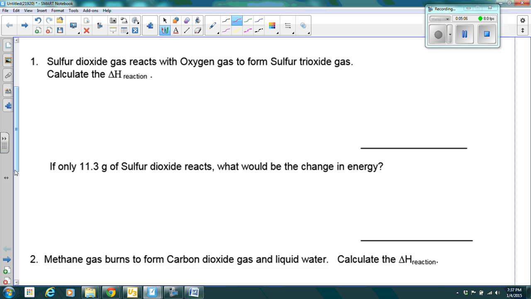Okay, so I'm taking sulfur dioxide gas, reacts with oxygen gas to form sulfur trioxide gas. So the first thing I need to do is, again, I am going to write and balance an equation. And so I am just quickly going to write this for you.